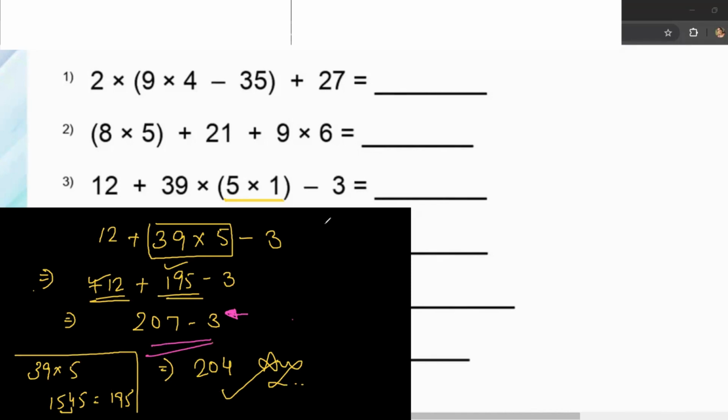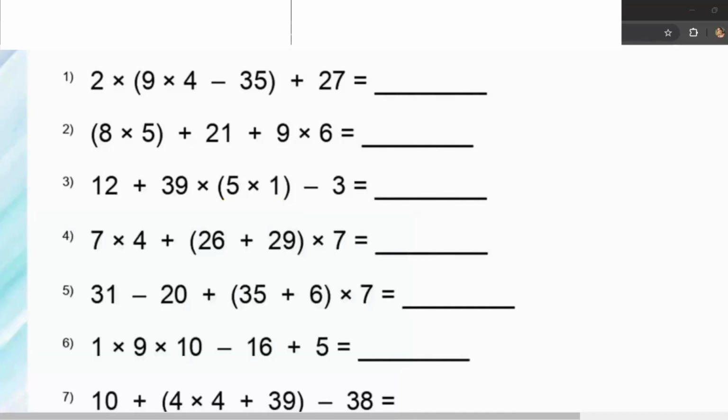Ahana, Radhika, did you get the same answer? No, ma'am. My answer in 39 into 5 went a little wrong. No problem. Ahana, you tell me. No, ma'am. Actually, the 12 plus 195, I accidentally did 12 plus 19. Oh, no worries. That means you have to be cautious. People are getting the concept clear, but you have to be cautious. You are making tiny little mistakes there.